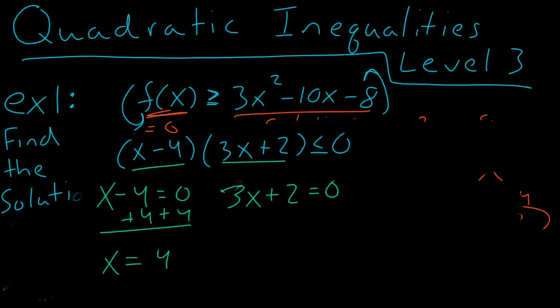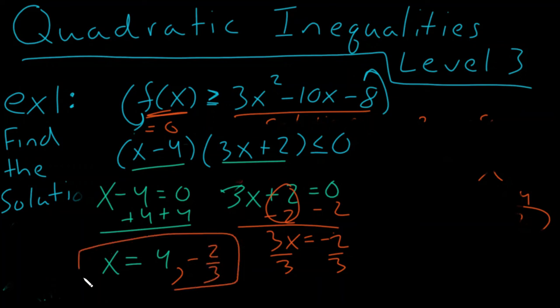Now here, this is the first time it might be a little bit tricky today. 3x plus 2 equals 0. What do you get rid of first, the 3 or the plus 2? Well, we want to subtract 2 from both sides. Okay, and now we have 3x is equal to 0 minus 2, which is negative 2. And then we divide both sides by 3, and we get negative 2 over 3. These are my two solutions.